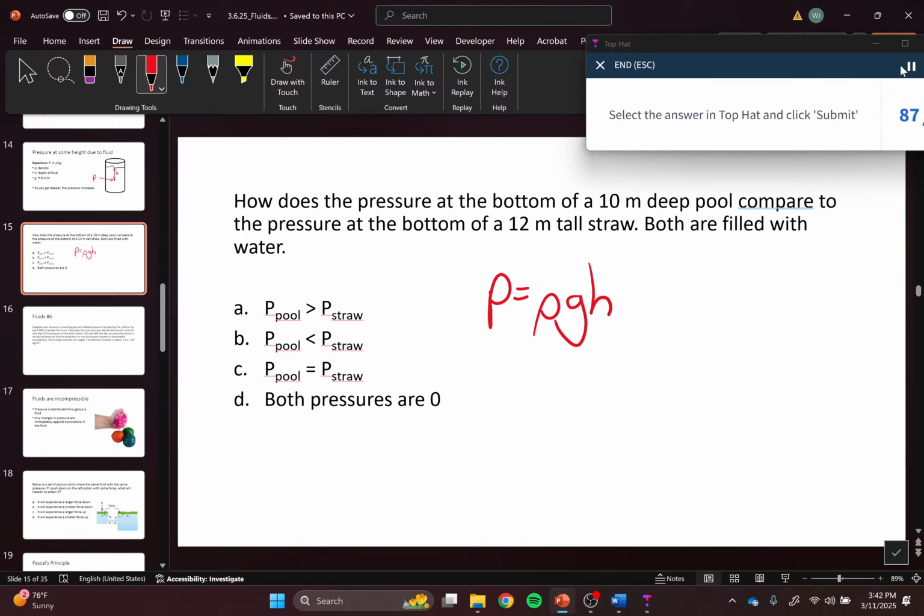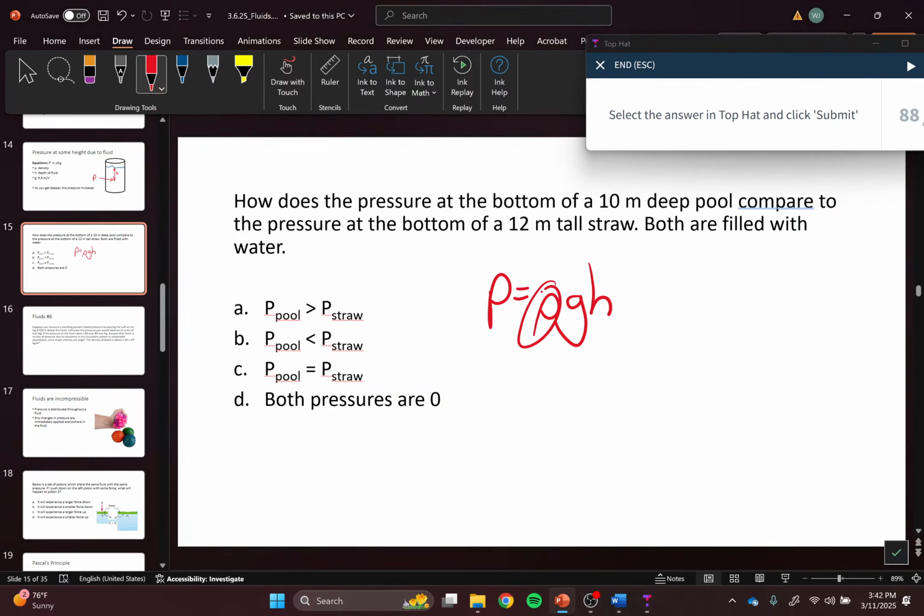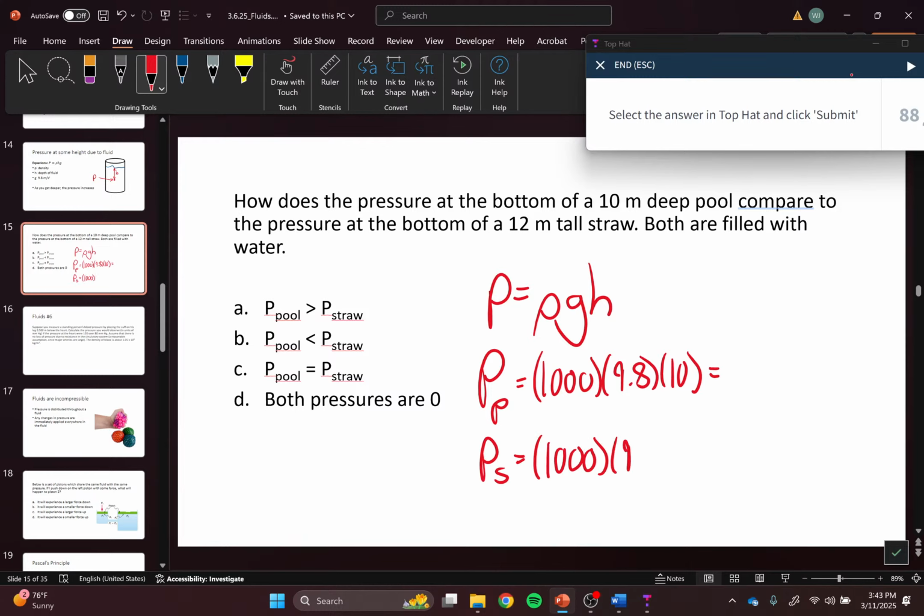So I mentioned this several times. The only thing that matters is H. If they're both filled with water, all you care about is their densities are the same. So the pressure for the pool is going to be the density of water, 1,000, times 9.8 times 10. Boom. That'll spit out the pressure of the pool. The pressure of the straw is going to be 1,000 times 9.8 times 12. 12 is a bigger number than 10, so the straw is going to be bigger.